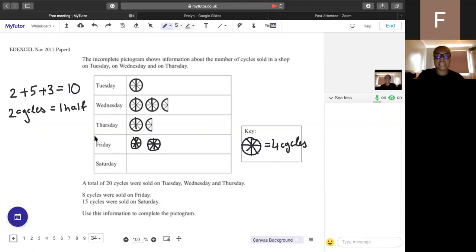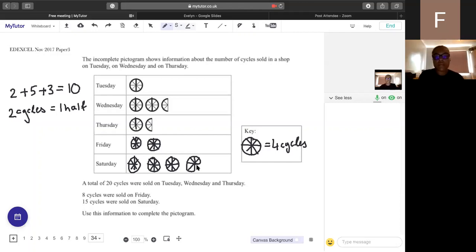And then on Saturday, you'd want 15. So you know that when you draw 1, that's 4. Then we have another one that would make 8. Another one would make 12. But then we don't want another 4. We only want another 3. So you would draw 3/4 of the cycle like this. And this would be enough to get your mark.